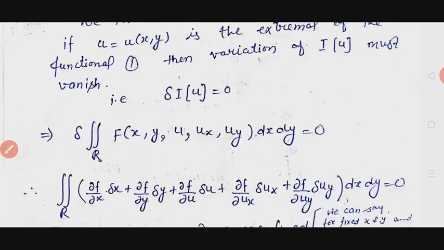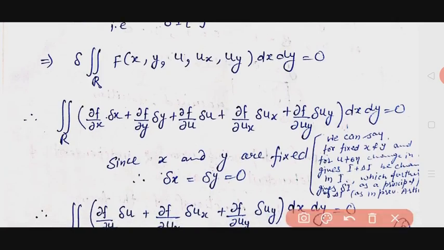So you are taking delta of this integral. What will it be? That will be the double integral of, you just take the derivatives with the chain rule, curl f by curl x into delta x plus curl f by curl y delta y plus curl f by curl u delta u plus curl f by curl ux into delta ux plus curl f by curl uy into delta uy.